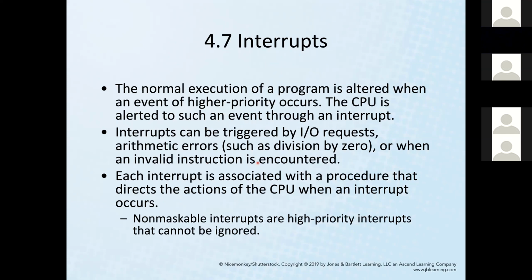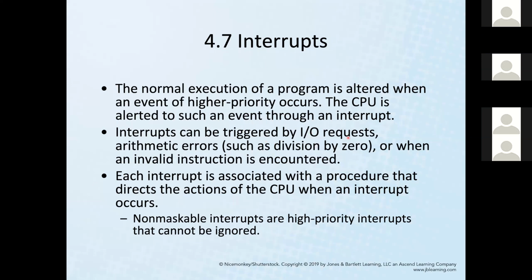So let's just review one more time. There are three types of interrupts. The first type occurs by IO request. Some information comes from the IO and requests an interrupt for the processor. Some interrupts come from arithmetic errors, like division by 0, and some come from invalid instructions, the instructions that are unknown to a computer.